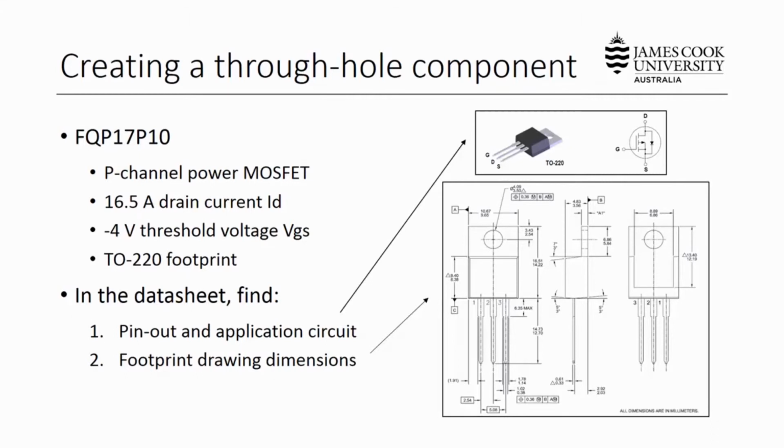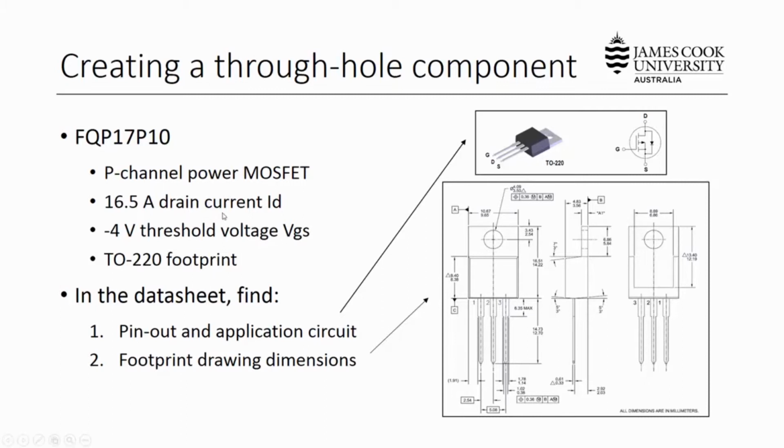So the first component we're going to create is a through-hole component. I've chosen to create the P-channel power MOSFET FQP17P10, and this is a high current MOSFET that is typically used in an H-bridge design if you're going to be controlling a motor or a high current output.